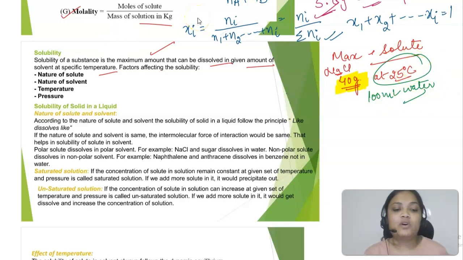Now, you know, this solubility is actually affected by many factors like nature of solute, nature of solvent, temperature and pressure.